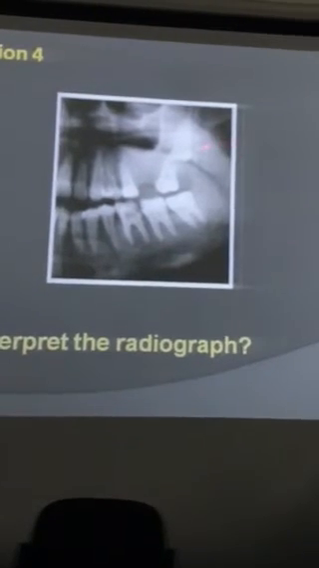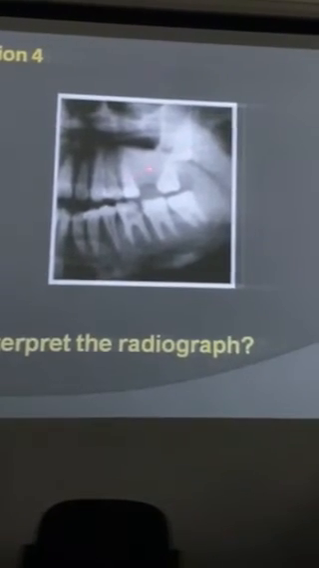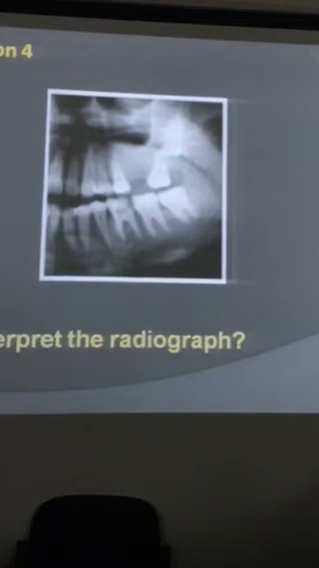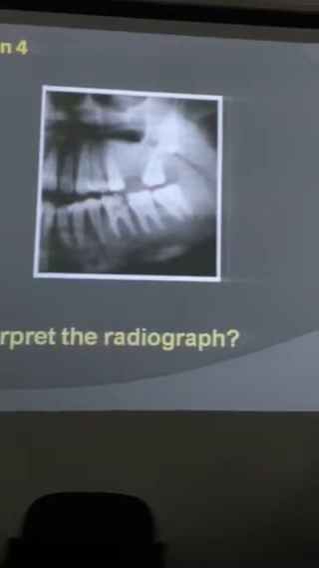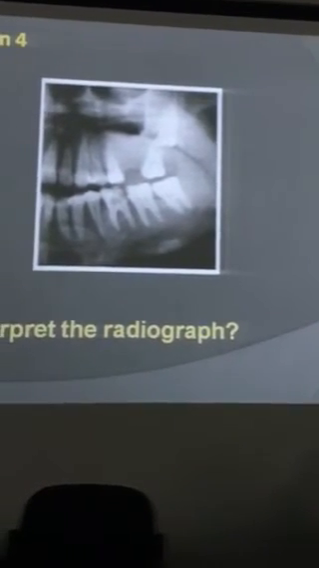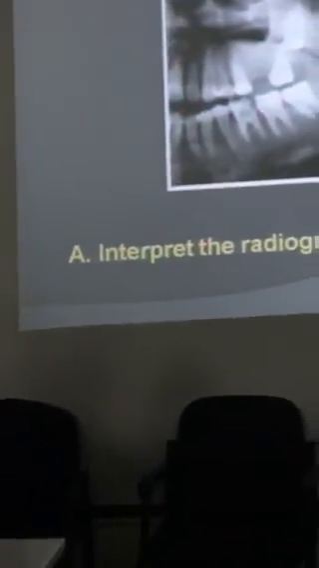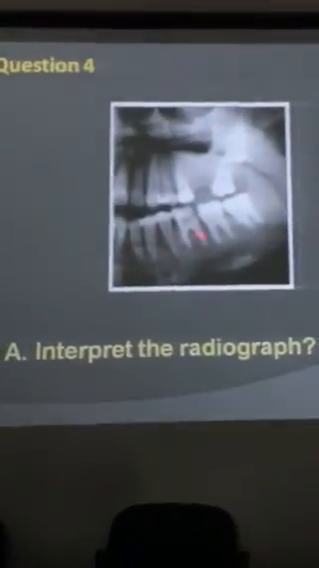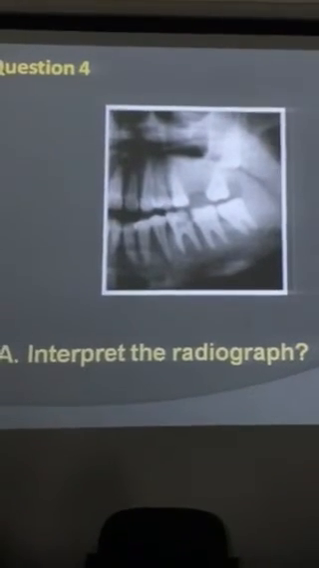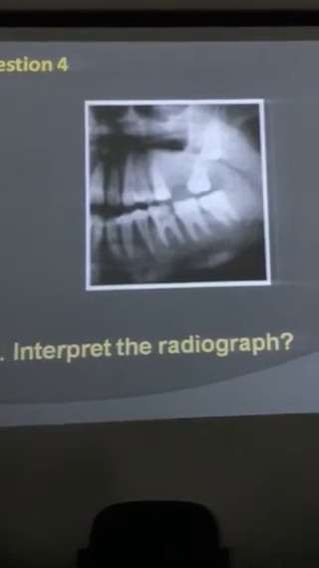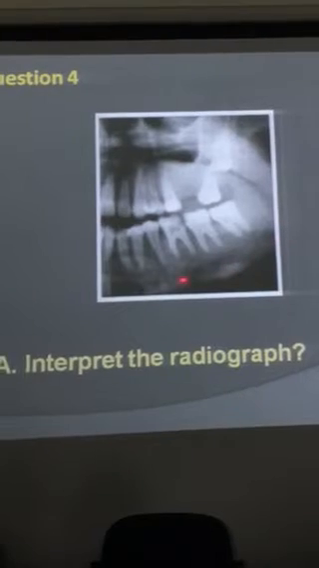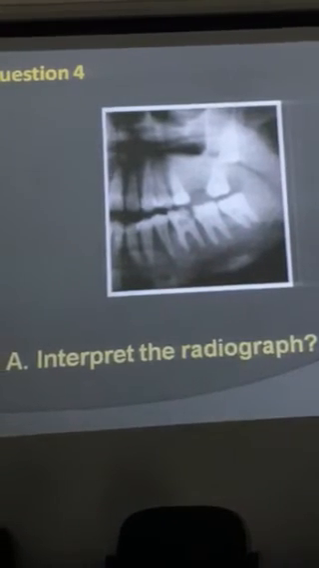Missing 1/6, impacted 2/6 is missing, 2/8 is impacted, 3/6 there is a decay, even 3/7 there is a decay. Generalized alveolar bone loss. Know about the bone. There is ground glass appearance and absence of lamina dura. That we said already. So absence of lamina dura and ground glass appearance. Clear?